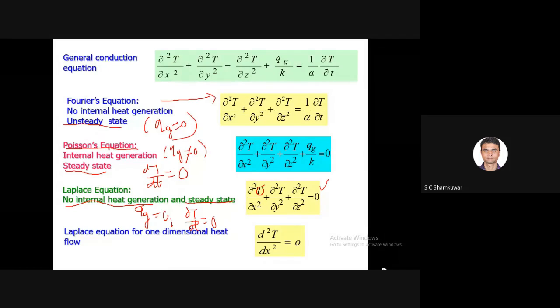These are very important equations, which we have found out from the general equation. In examination, they directly ask what the Laplace equation will be. You will get the options, so you have to tick the Laplace equation. What will be the Laplace equation for one dimension? What will be the Poisson equation? What is the condition for Poisson equation? In the Poisson equation, there will be heat generation, but it will be steady state.